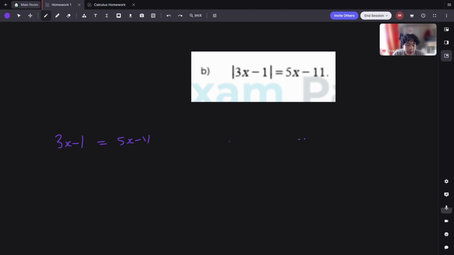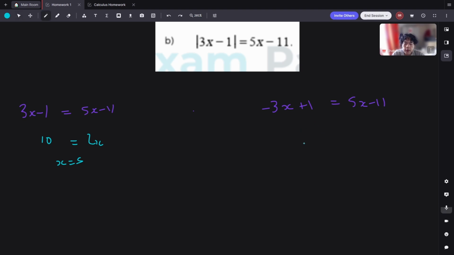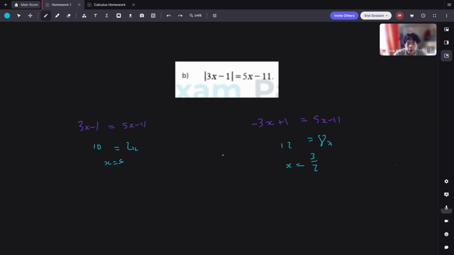And case 2 would be the negative version, which is 3x minus 3x plus 1, like that. And that equals 5x minus 11. So let's do case 1 first. So case 1 equals 2x, and I'm going to add 11, so it equals 10. So x equals 5. And then case 2, that is 8x equals 12, so x equals 3 over 2. Cool. So those are 2 values of x.